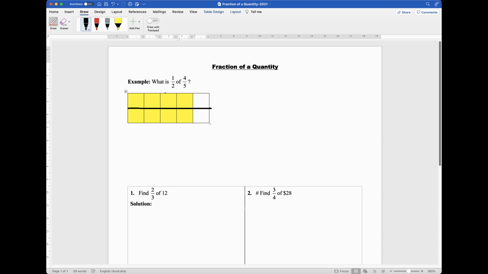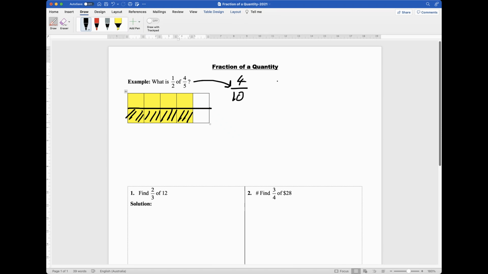All right, and we want a half of the 4/5. Now, 4/5 is all of the yellow bit, but we want a half of that. So we're just going to colour in half of that. There we go. Now, the bit that I've coloured in, what fraction does that represent? Well, let's count the pieces. We've got 1, 2, 3, 4, 5, 6, 7, 8, 9, 10. There's 10 pieces altogether, and we have coloured in 4 of those. So the answer to our question, what is a half of 4/5, is 4/10.